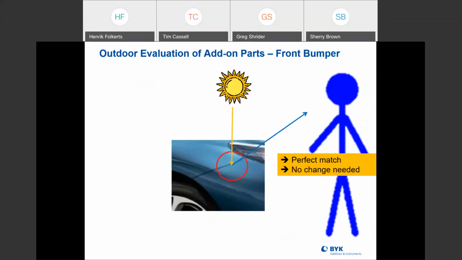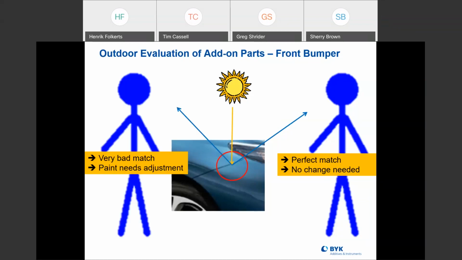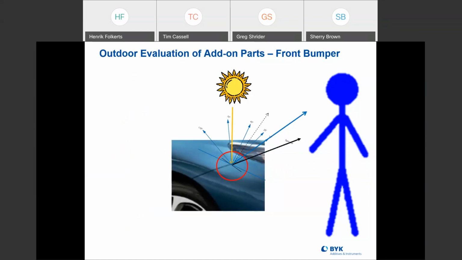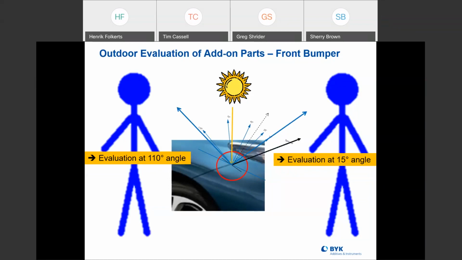The other thing that's important is if the sun is directly overhead and I'm standing on one side of the vehicle and someone else is standing on the other side of the vehicle, I could think that it matches very well. And they may think that this is a very bad match and the paint needs adjustment. So I would be looking at the 15 degree angle and they would be looking at the 110 angle. So just be aware of always where the sun is and how you're looking at the vehicle. And if you totally disagree with someone else's perception of what they're seeing, you want to get to the same exact position that they are and try to look at it from that same angle.